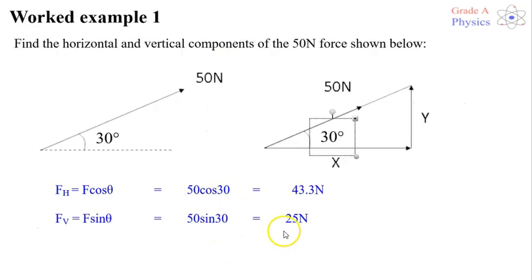Okay, so a simple worked example. If I have 50 newtons acting at 30 degrees to the horizontal, I can draw a right angle triangle and consider the two components, the horizontal component X and the vertical component Y. I know if it's the adjacent, it's going to be cos. So 50 cos 30 will give me the horizontal component, 43.3, and 50 sine 30 will give me the vertical component, 25. And that's it. It's a nice, simple trig calculation, and it's very useful, as we will see.